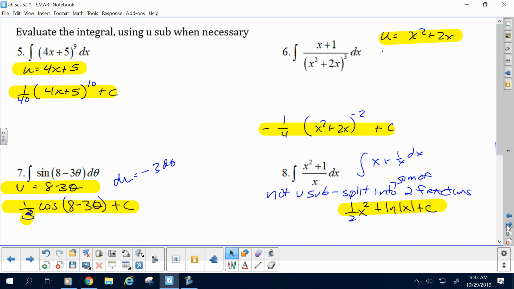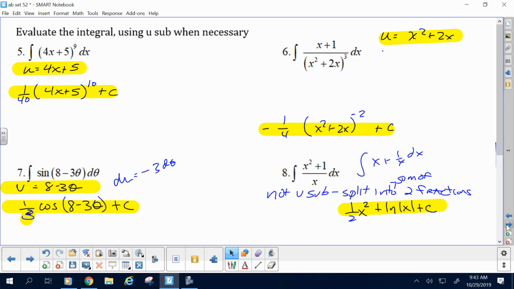Number 8, I slipped one in there to see if you're paying attention, but 8 is not a u-sub problem. 8 is a split it up into 2 integrals problem. Put each one individually over x, then integrate. It is 1/2 x squared plus the natural log of the absolute value of x plus c. If you missed that one, right, split up, not u-sub.